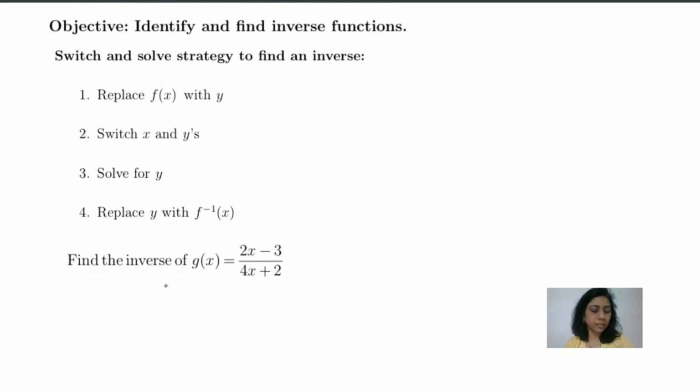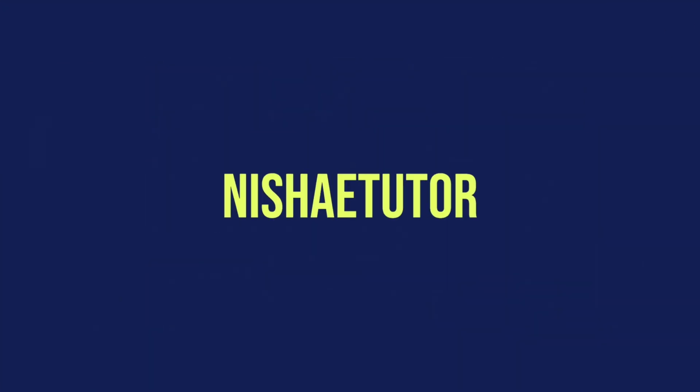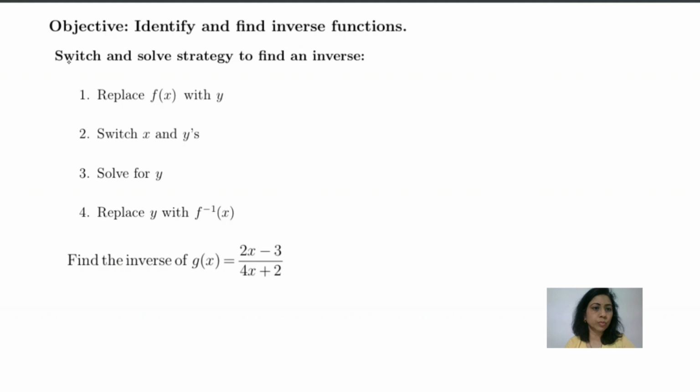Find the inverse of g(x) = (2x - 3)/(4x + 2). We use the switch and solve strategy, so follow these steps. Here g(x) = (2x - 3)/(4x + 2). First, replace g(x) with y. So y = (2x - 3)/(4x + 2).